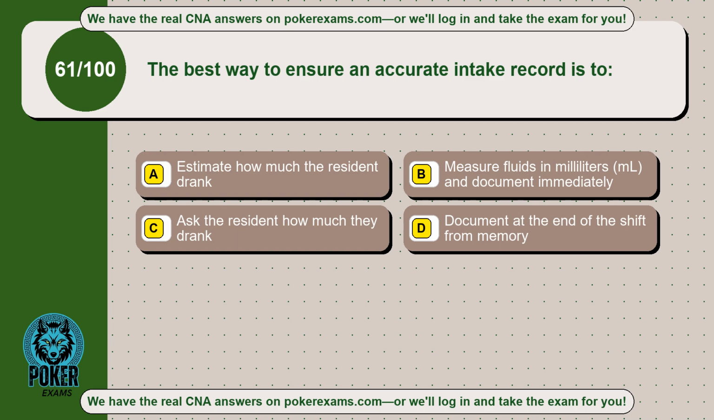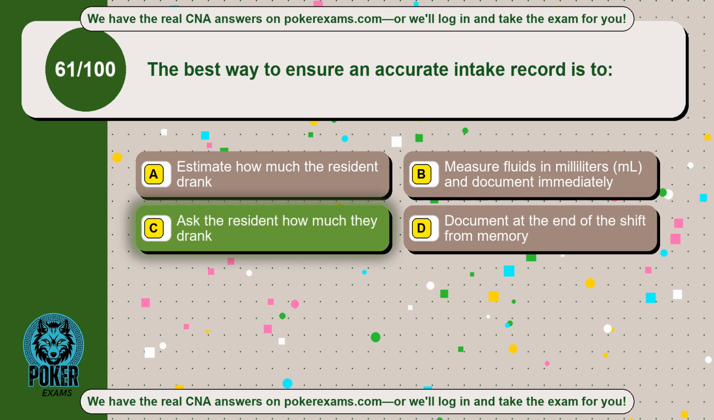Question 61. The best way to ensure an accurate intake record is to: Option A, estimate how much the resident drank. Option B, measure fluids in milliliters, ml, and document immediately. Option C, ask the resident how much they drank. Option D, document at the end of the shift from memory.